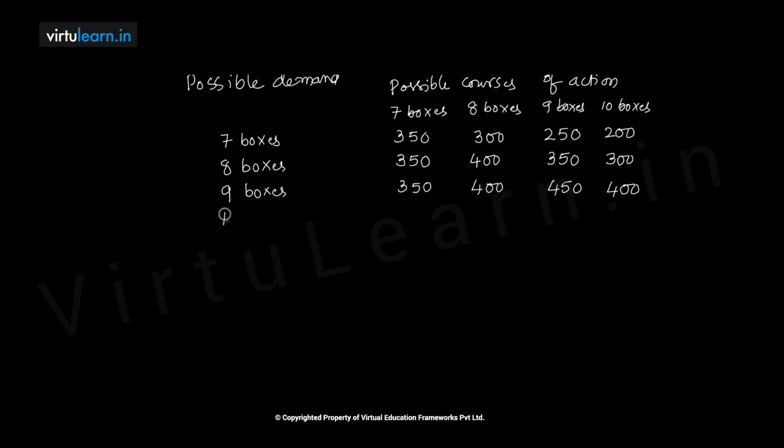So then let us see if the demand is 10 boxes, what would be the profit. 7 boxes are brought, 7 into 50, 350. 8 boxes are brought and 8 are sold, 400. 9 brought, 9 are sold, 450. 10 are brought, 10 are sold, 500 is profit.